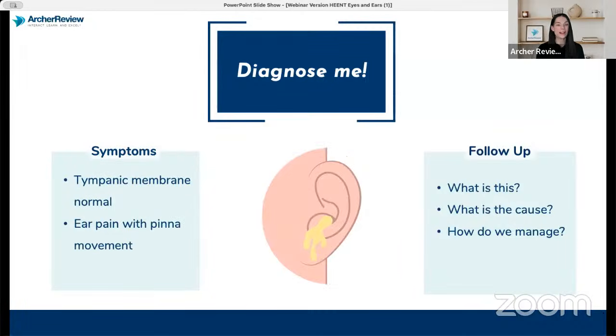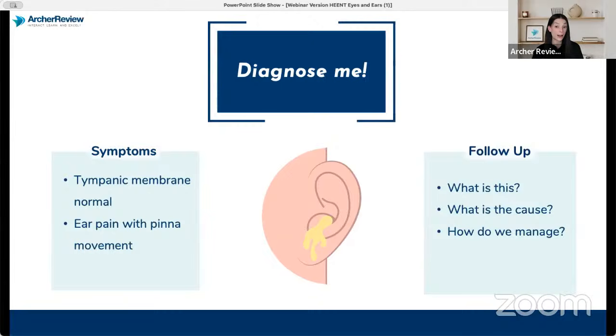What if the pain is on the outer side of the ear? So they say their outer ear is hurting. Maybe they had been swimming recently, something like that. Might have some drainage coming out, pain with movement of the pinna. That's a good giveaway. Definitely otitis externa. Everyone is right on top of this.